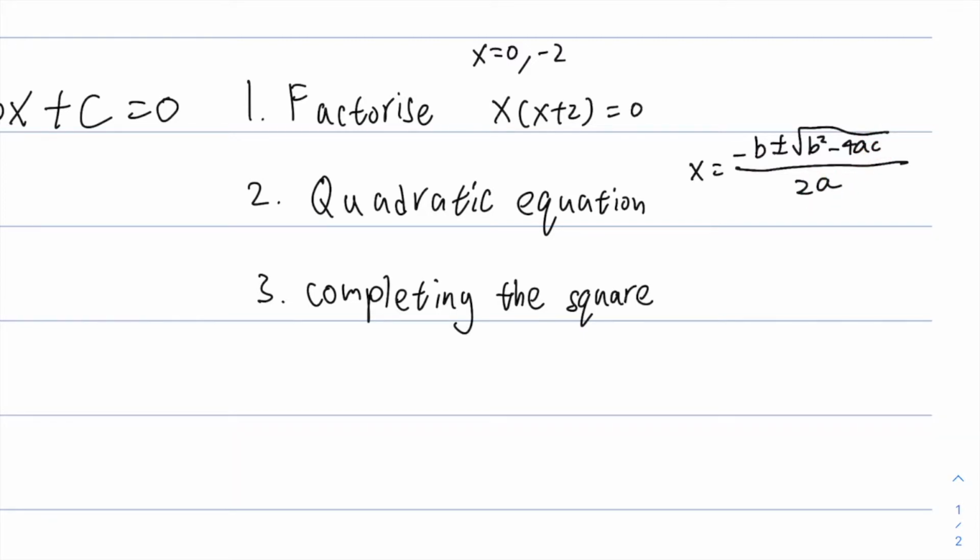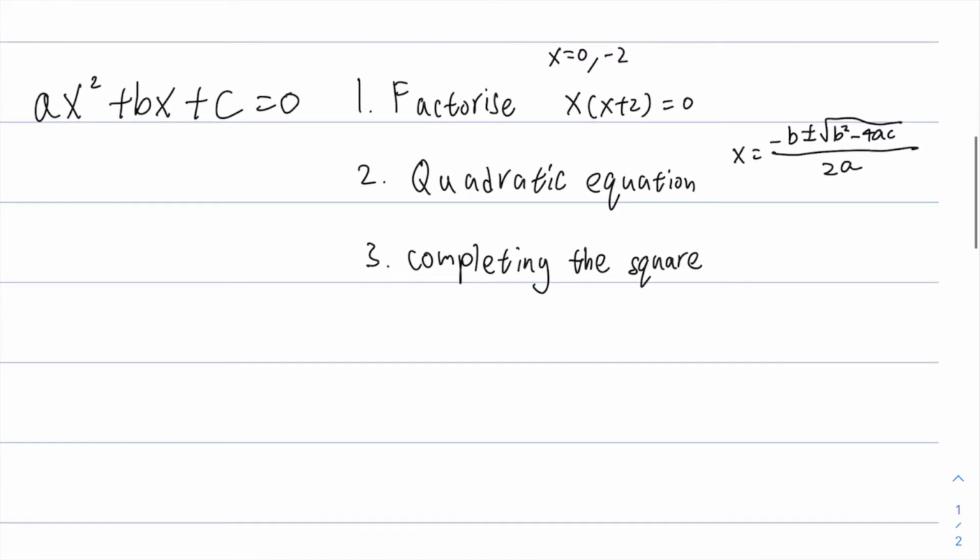The third way will be completing the square. For example, x squared plus 2x plus 1 is equal to 0. And we can change this form into a square, like x plus 1 squared is equal to 0. So x plus 1 squared is equal to x squared plus 2x plus 1. They're the same, just a different form of expressing in mathematics.